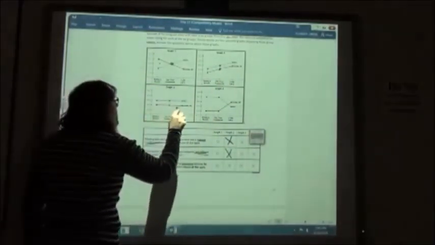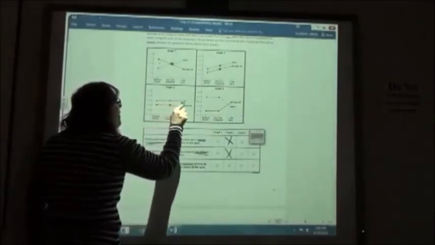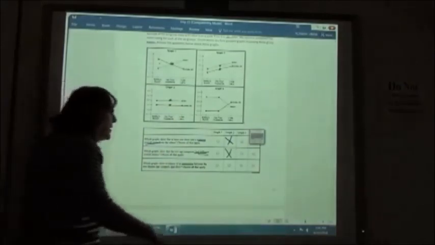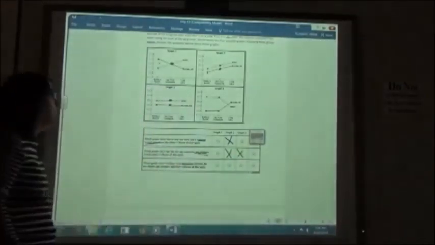Here, my average here would be right in the middle. My average here would be right in the middle. Again, those are not the same dot. There is a difference.